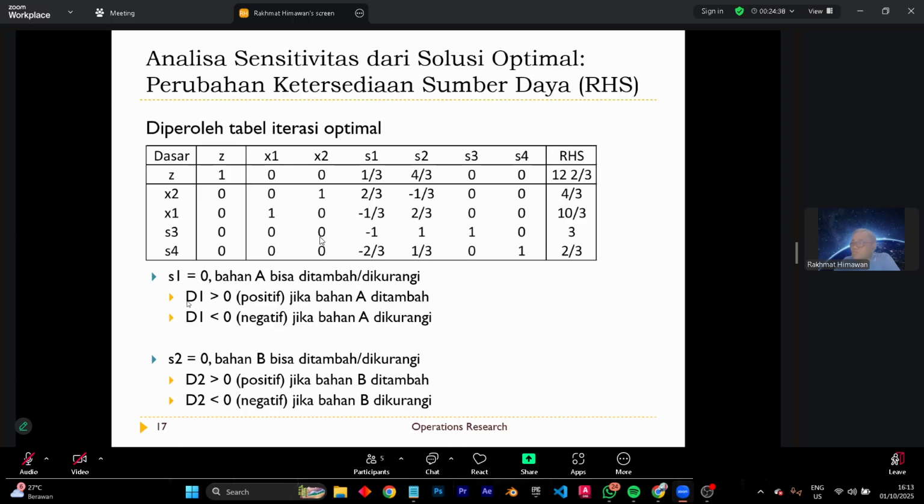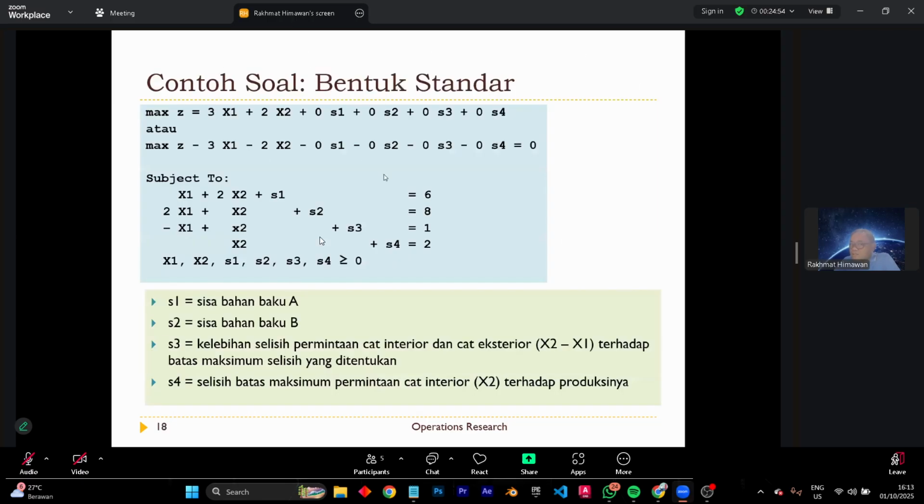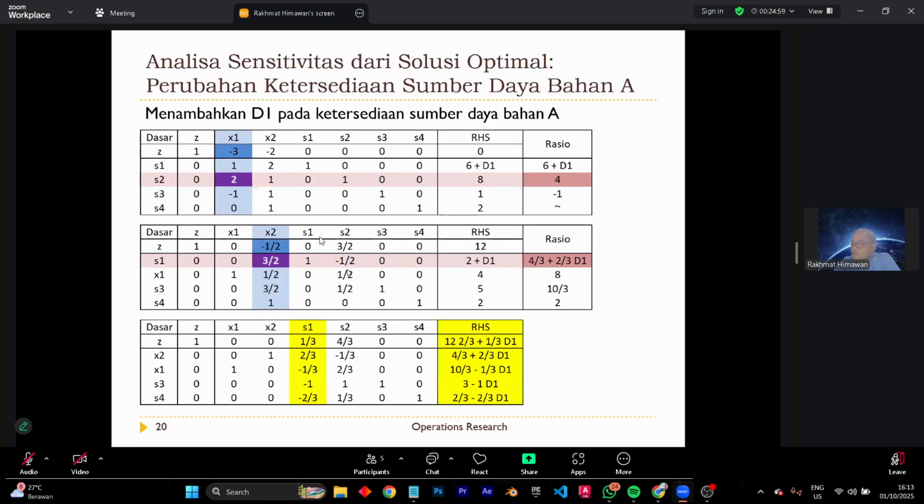So previously it was S1 and S2. Now we just make it D1, D2. Positive if we add more of raw material B, and negative if we reduce raw material B. So now we have D. Going back to this, you don't need to see the top. This is the one that I usually do, just go straight to the bottom box.